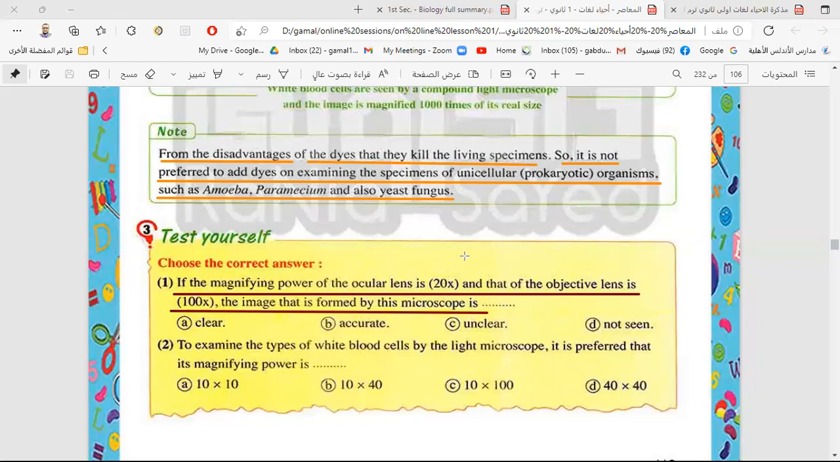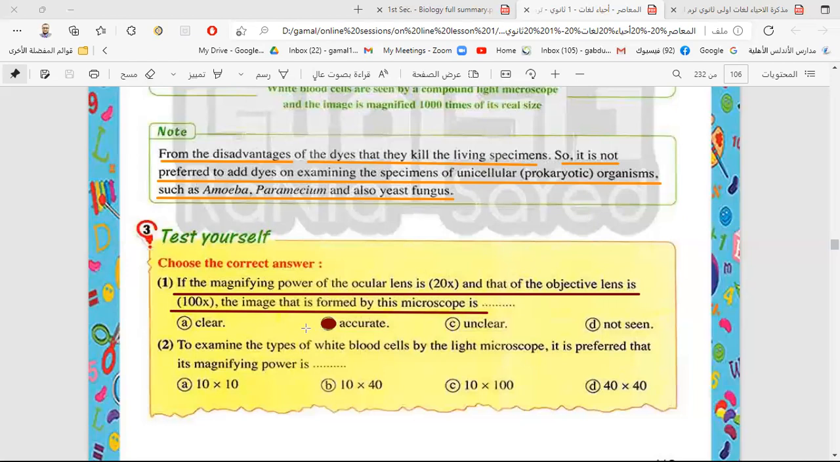Okay. So the objective, the specimen or the unicellular organism that you will study, it will be magnified 2000 times. So it will be accurate. Is it okay? Because you magnify it how many times? 2000 times. So it will be very accurate. You magnify it a very big number of magnification.